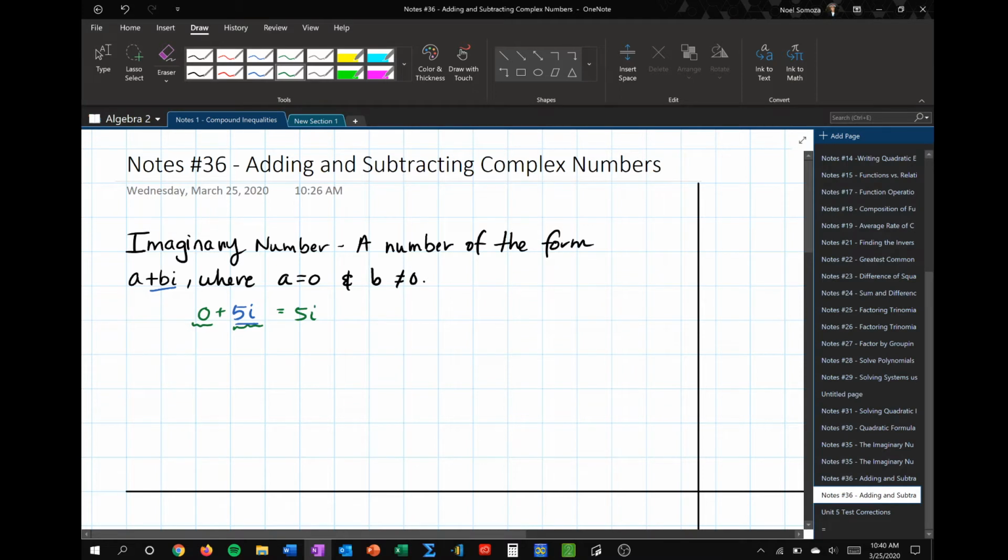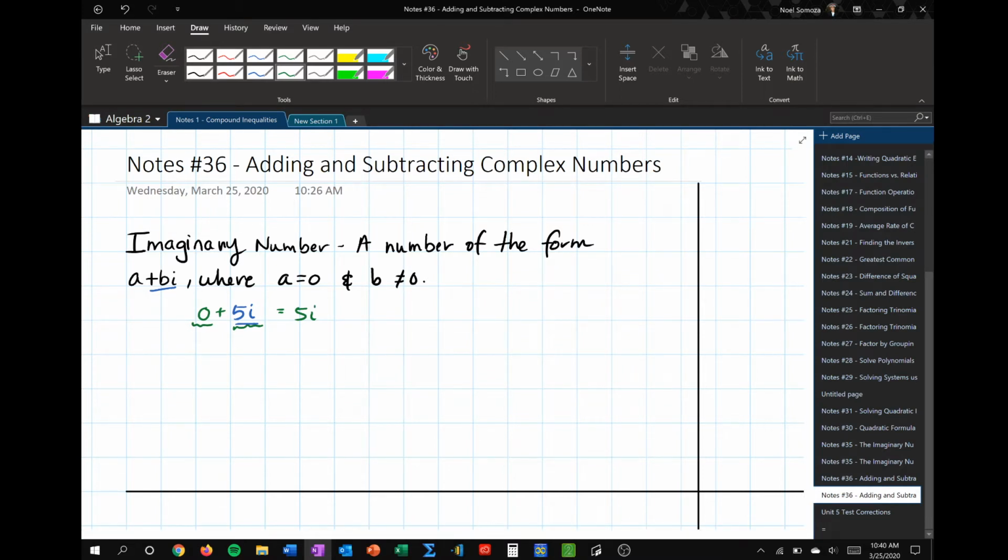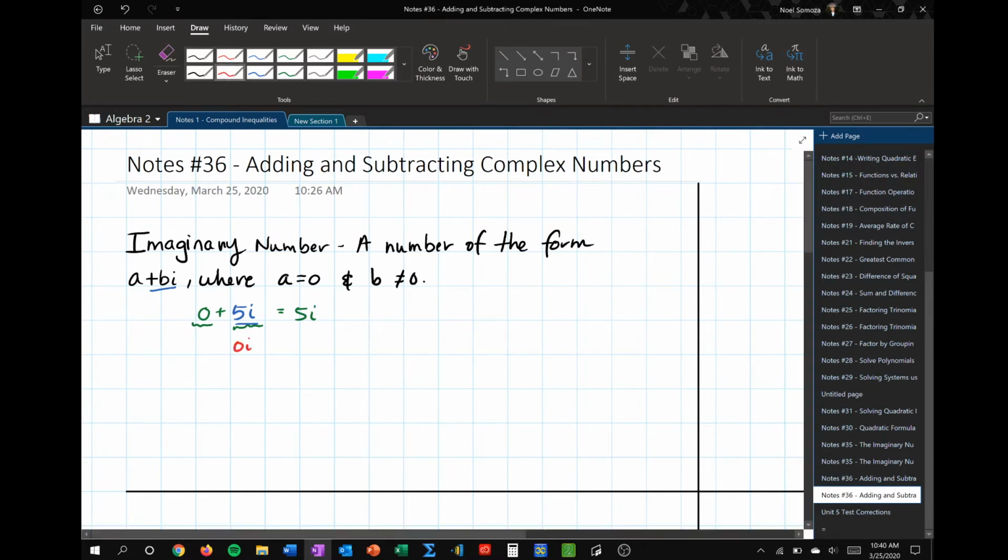Okay, so that represents the imaginary, where a has to be 0 and b cannot be 0. Because if b was 0, imagine, you would have 0i. What is that? That's just 0. So then that's not an imaginary number. So b cannot be 0. a has to be 0 for imaginary.